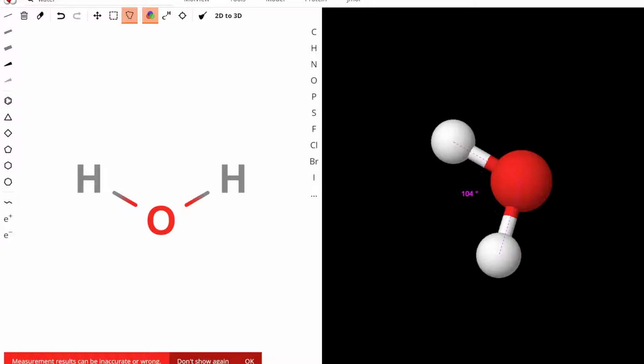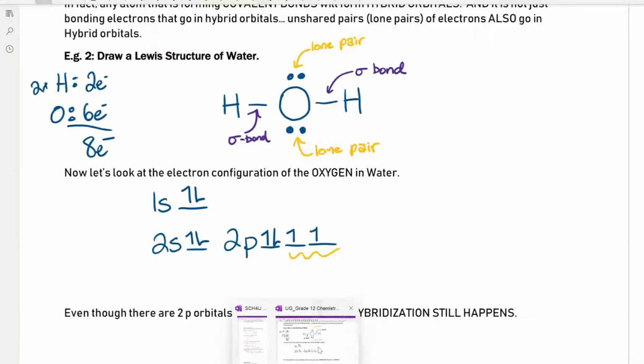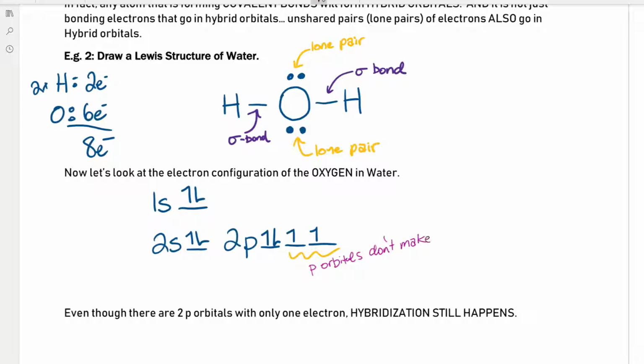So that can't be a p orbital. So the problem is p orbitals can't make sigma bonds. So even though there are 2 p orbitals with only 1 electron, hybridization still happens. The angles prove that to us.